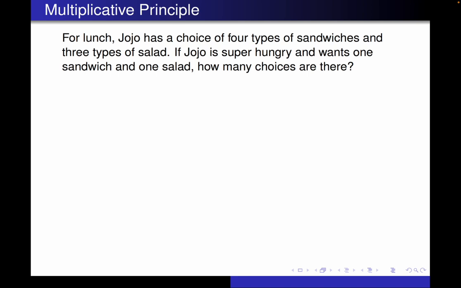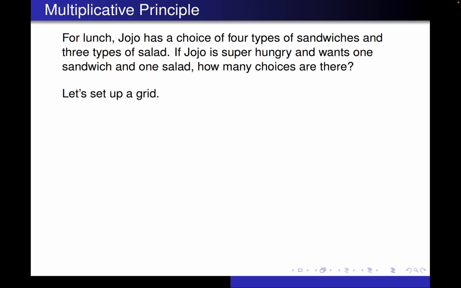So if we're going to look at the second problem from the very beginning, that's the one where we're going to use the multiplication. To remind you what that is, Jojo again has 4 choices for sandwiches, 3 choices for salad, and Jojo is going to get 1 sandwich and 1 salad. And then the question is, how many choices are there?